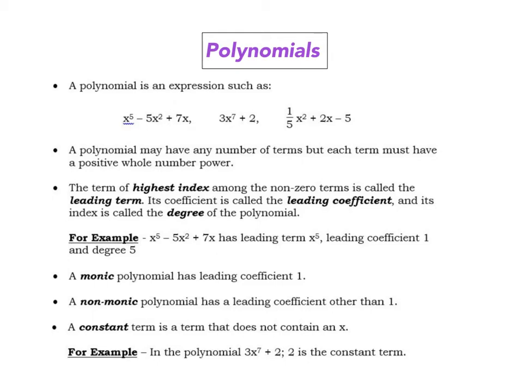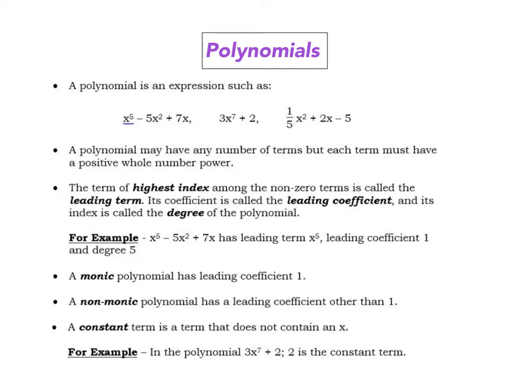This video is about polynomials, and it's a short video to give you some definitions about what a polynomial is and how to identify it and how to name them. A polynomial is an expression such as x to the power of 5 minus 5x squared plus 7x, or 3x to the power of 7 plus 2, or 1/5 x squared plus 2x minus 5.